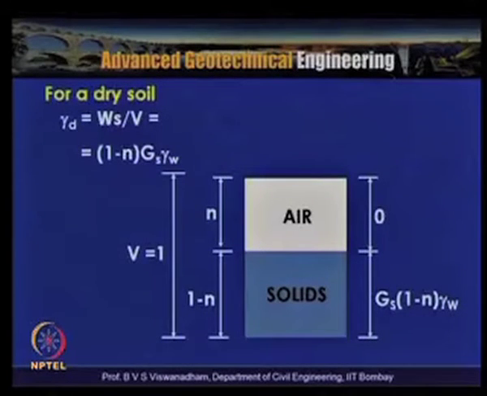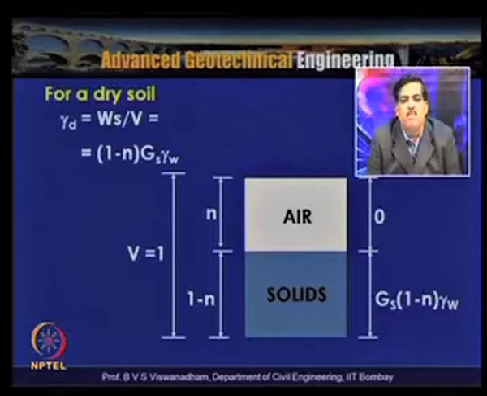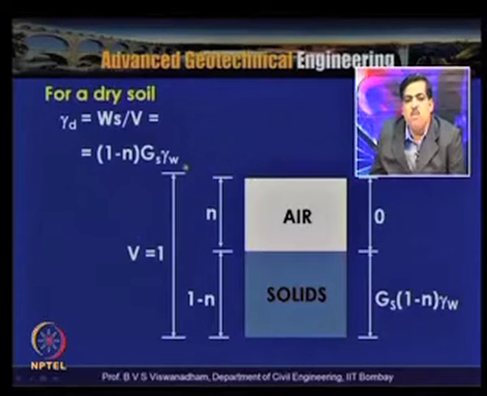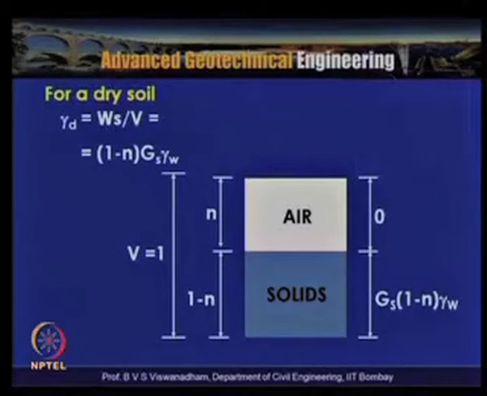For a dry soil, we have seen partially saturated soil and completely saturated soil, and for a dry soil with the same approach, we can write gamma d is equal to Ws by V, which is nothing but 1 minus n into Gs gamma w divided by total volume, which is equal to 1. Because of this, we can write this as 1 minus n into Gs gamma w.